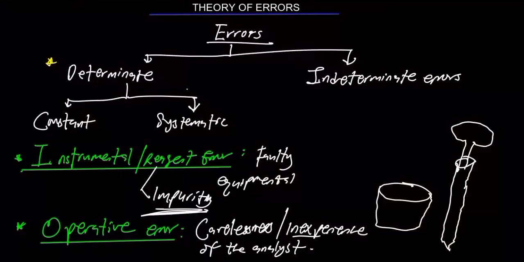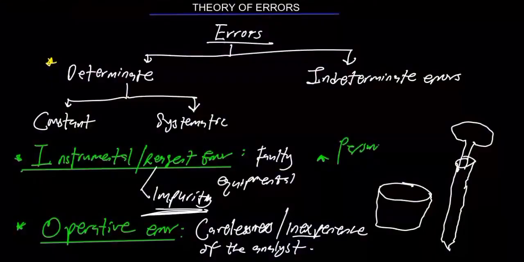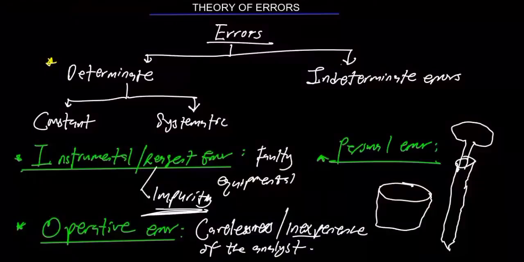The next one is, so the first one is instrumental or reagent error. The second one is operative error. The third one is what? We have personal error. Now, you have to be careful about operative and personal error. It might seem the same, but they are entirely different. You see, personal error is based on this person's internal problem. Yeah, that's the easiest way to know it.